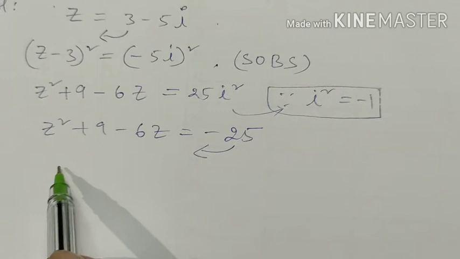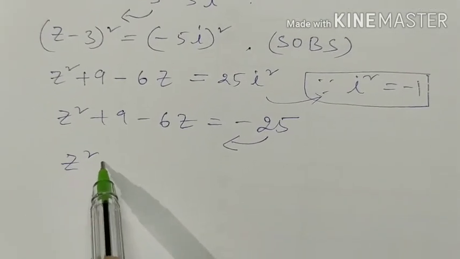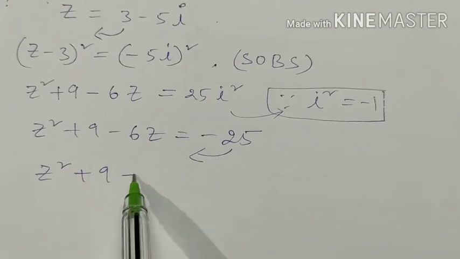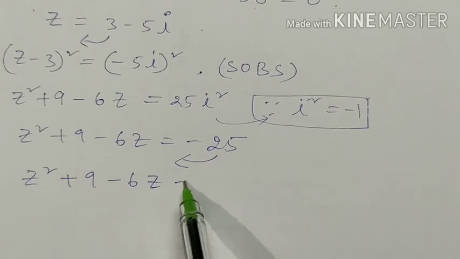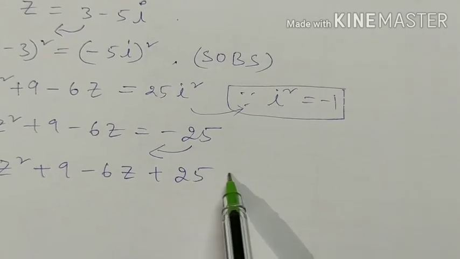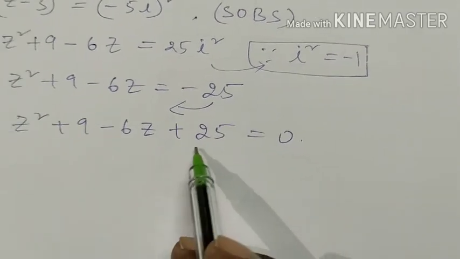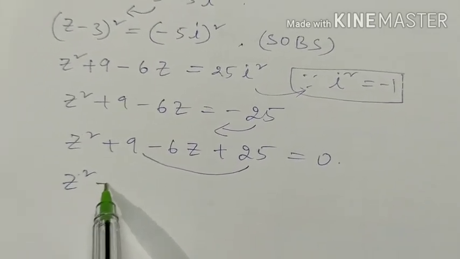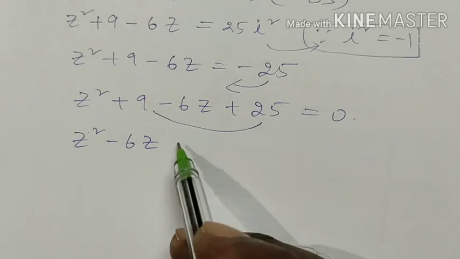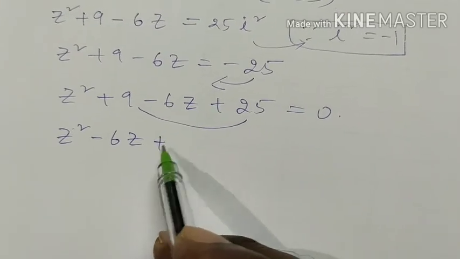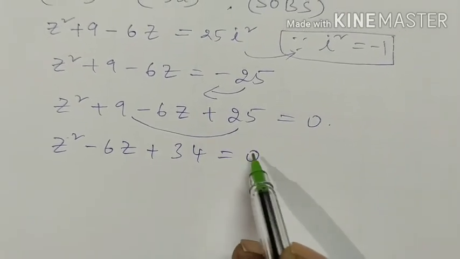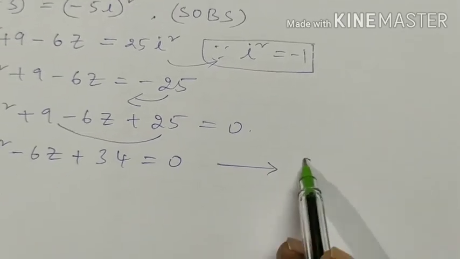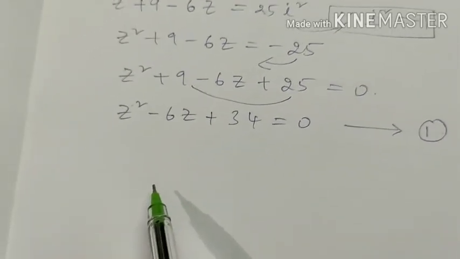Taking this to the left side, 6z, this becomes plus 25. Plus 25 and 9 will be 34. So z square minus 6z plus 34 is equal to 0. Let us name it as equation 1.